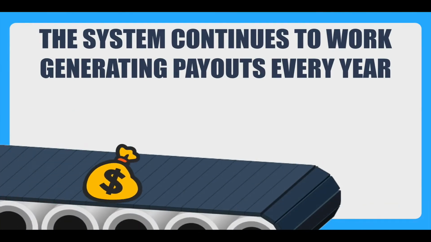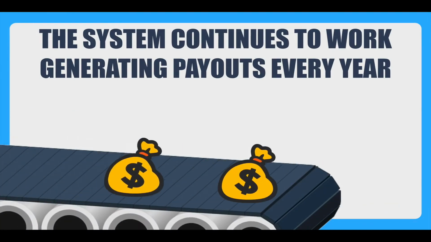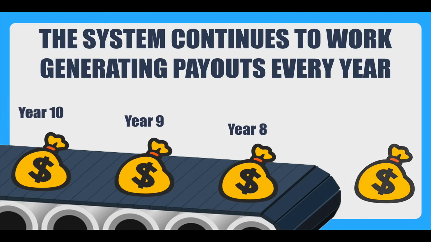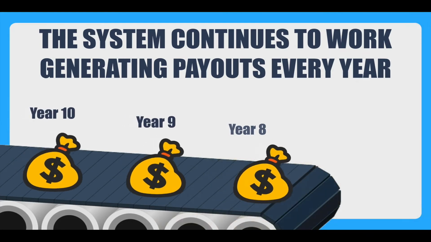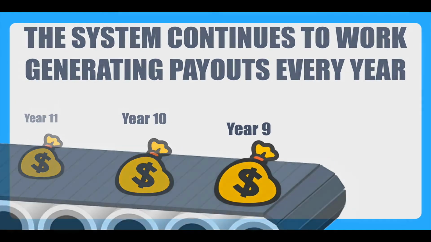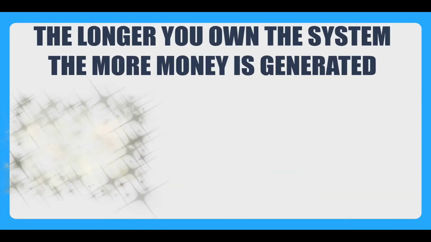The system continues to work, generating payouts every single year. So as years go by, you're going to continue receiving dividend payouts. You can sell your shares back to RTOIC. We have allocated funds to buy a certain amount of Series 2 shares back at a higher price. The longer you own the system, the more money is generated.